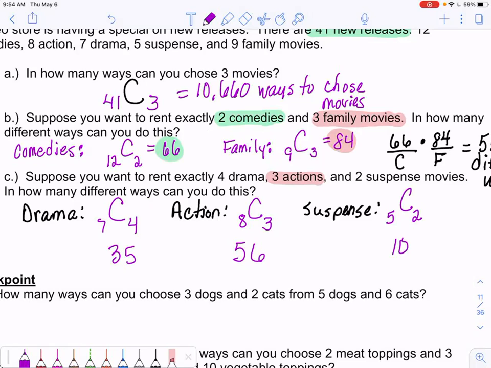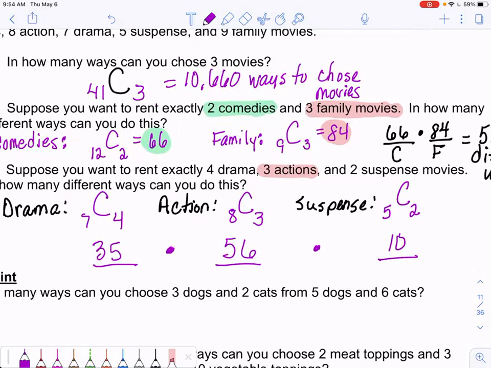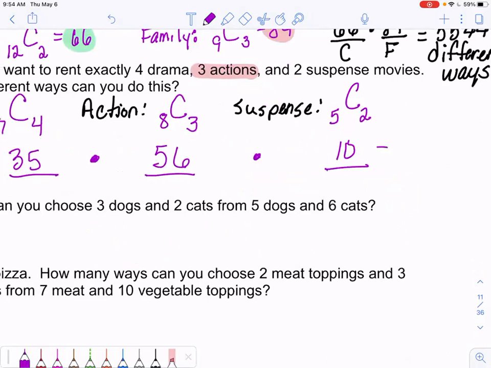So finally, the counting principle. To find the total number of different ways, you're multiplying those 3 numbers together. So we found each individual combination, and then we multiply the 3 combinations together. Haley, do you have that number? Pretty big number. So 35 times 56 and then times 10.